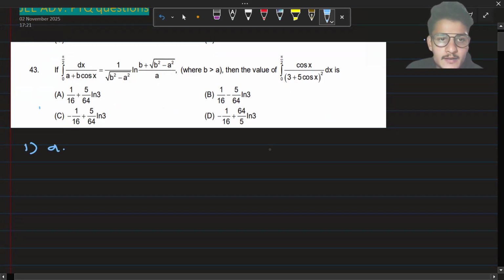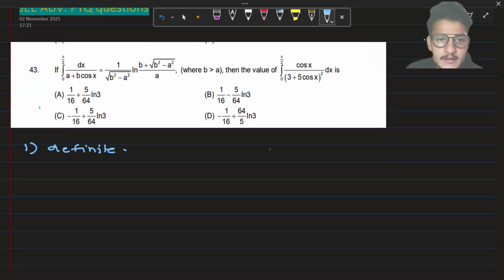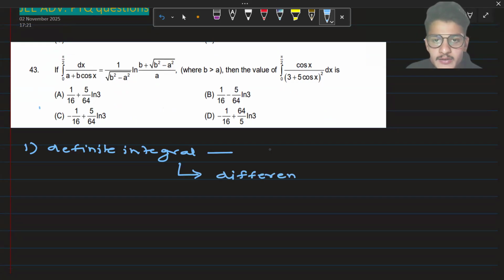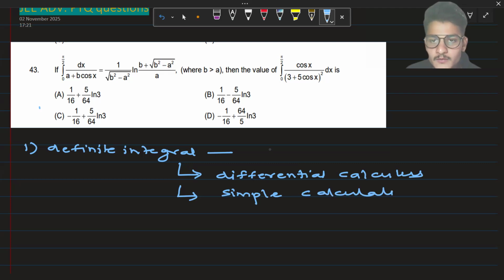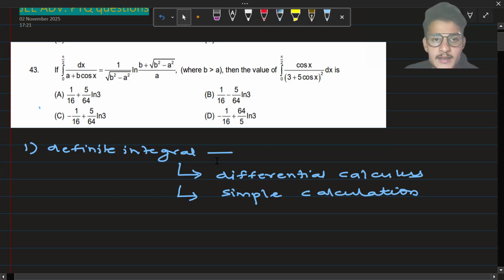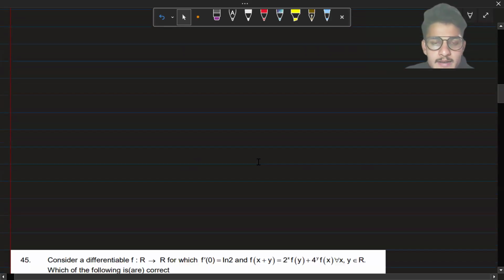It is of the definite integral. Okay, so it will also contain somewhat of the differential calculus into it, and it will also contain somewhat of simple calculations. Okay, so it's an advanced problem, so it will be having some integration of the concepts. Two or three more concepts will be applied in this question. And similarly, we will discuss the next question.